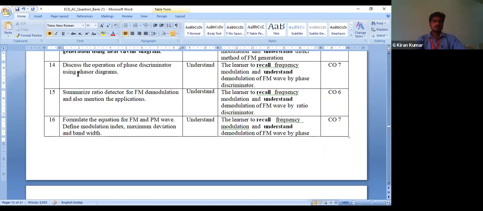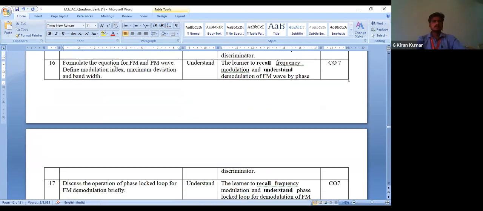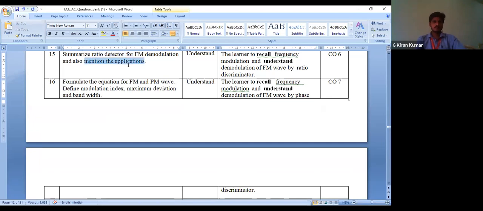Discuss the operation of phase discrimination using phasor diagrams. Fine. Summarize the ratio detector of FM demodulation, and also mention the application. Ratio detectors. Frequency discrimination is there. Yes, ratio detector means we can discuss the frequency discriminator. For this question, we have the frequency discriminator.